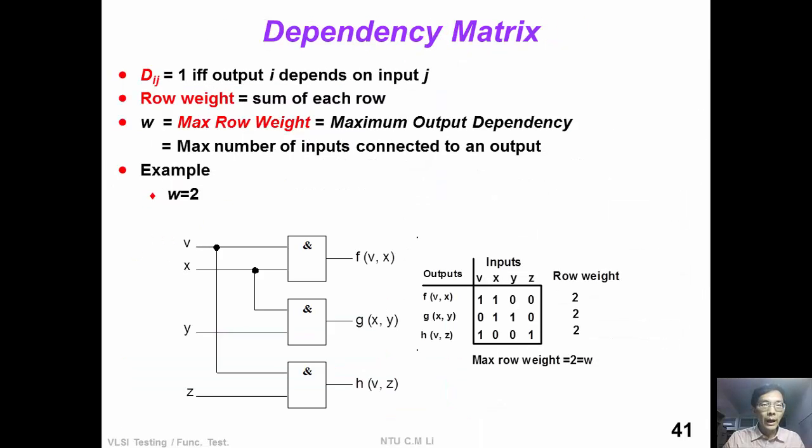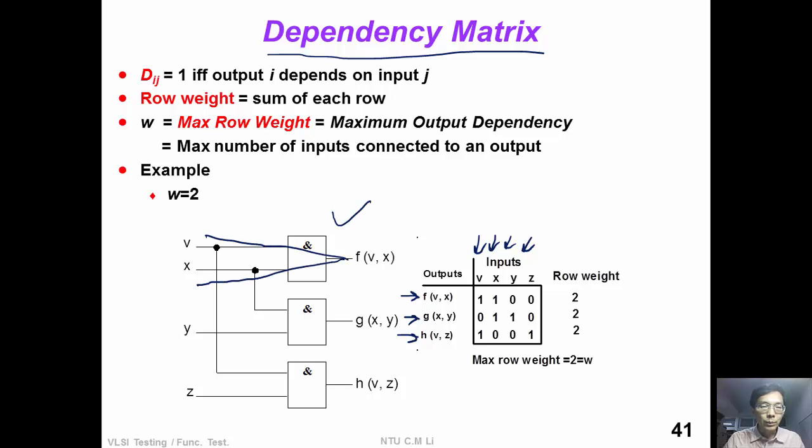To derive the IOV test, we need to first find the dependency matrix. In the dependency matrix, each row corresponds to an output. Each column corresponds to an input. For example, in this circuit, F is dependent on inputs V and X, so the corresponding entry in the dependency matrix is 1. F is not dependent on input Y, so the corresponding element in the dependency matrix is 0.